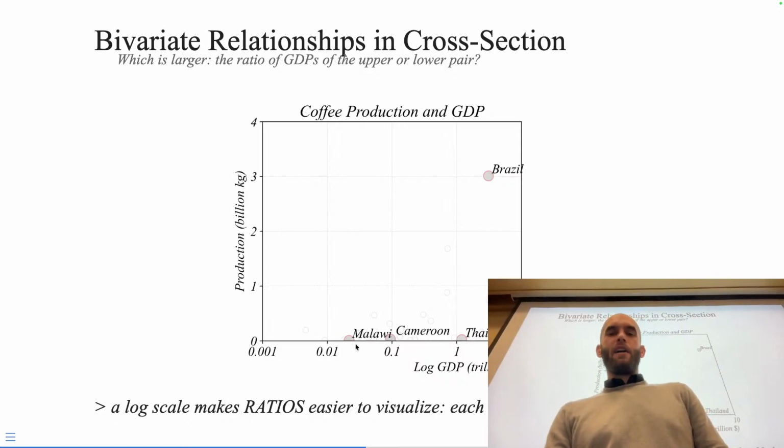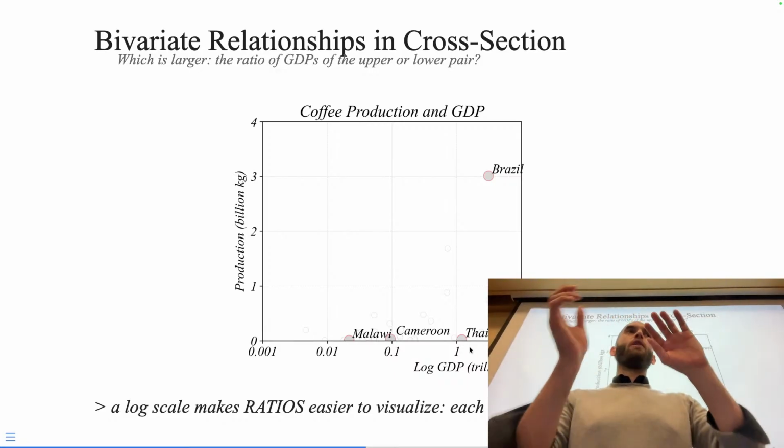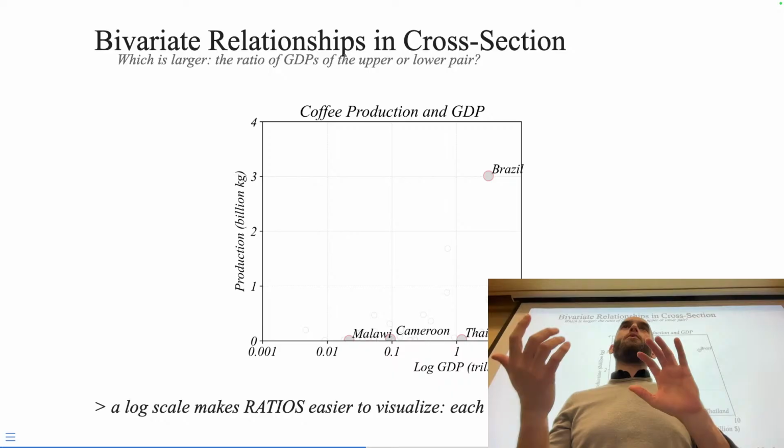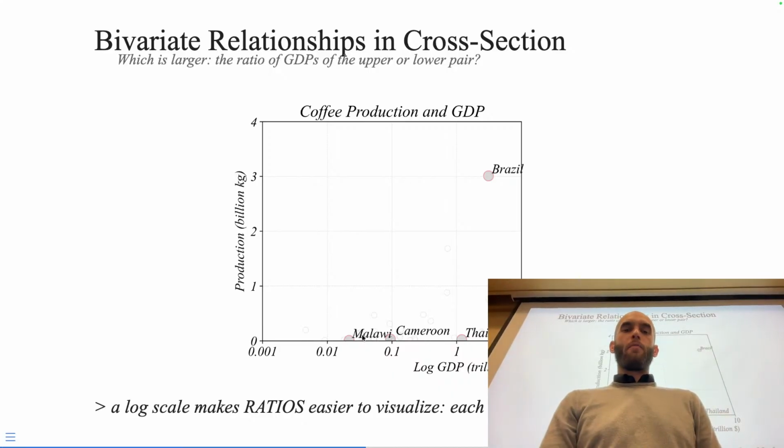So in this case, you can see Cameroon and Malawi are less than 10 units apart. So this is just slightly over one half. Where Brazil and Thailand are a lot closer on the horizontal axis. So the ratio, you can see we're not increasing by as much going from Thailand to Brazil as we are from Malawi to Cameroon. So this is somewhat useful. This is one of the reasons we like log scales, is we can make ratio comparisons.